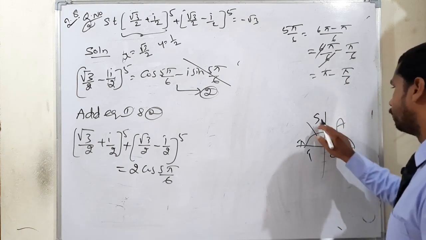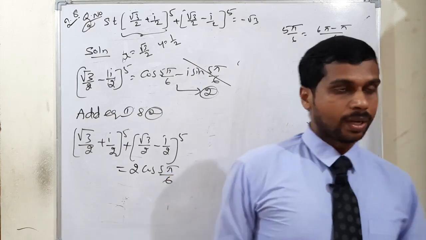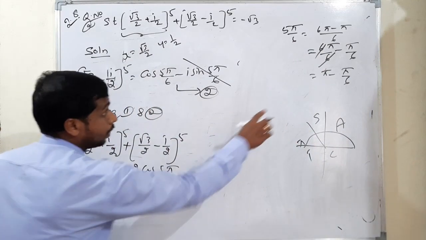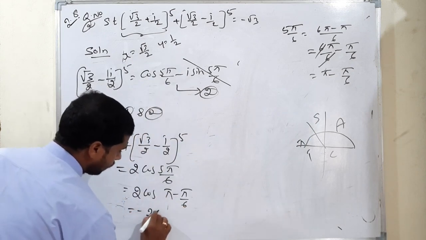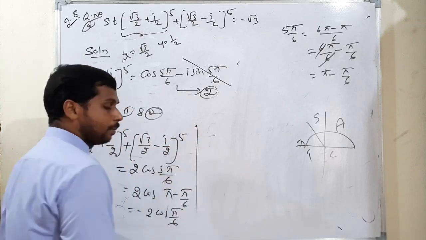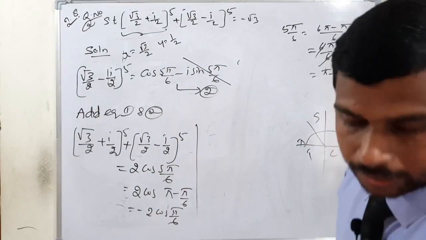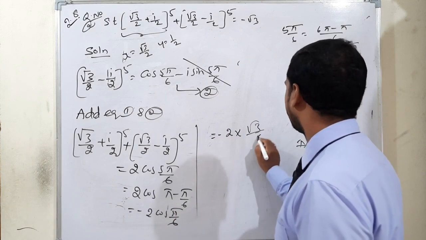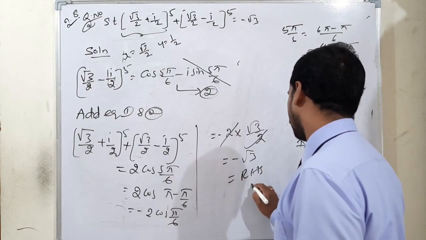All Silver Tea Cups means only sine is positive in the second quadrant, but we have cos, isn't it? So cos will be negative: 2 cos of pi minus pi by 6 is equal to minus 2 cos pi by 6, because it is the second quadrant. Pi by 6 means 30 degrees, so cos 30 is root 3 by 2, isn't it? Therefore, minus 2 into root 3 by 2. The 2s cancel, so minus root 3. This is our RHS, okay.